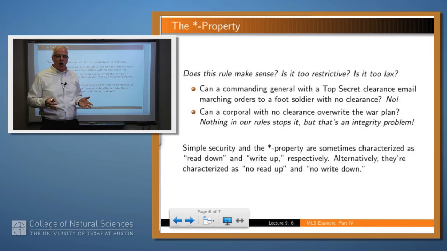Simple security and the star property are often characterized as read down and write up, or no read up and no write down. And it's important to remember, though, that since this is a partial order, it's not just up and down, it's also sideways that you have to worry about. So if you have two labels which are incompatible, then neither one of those should write information to the other.